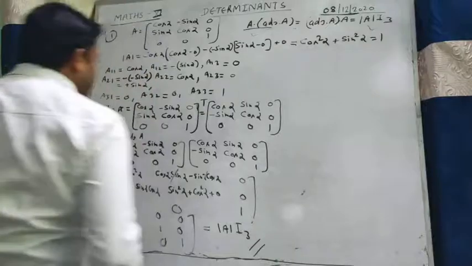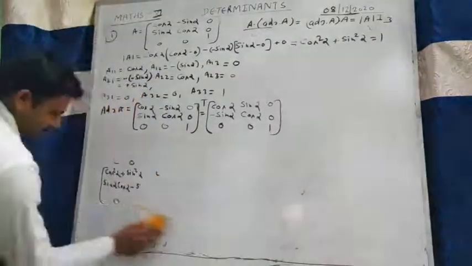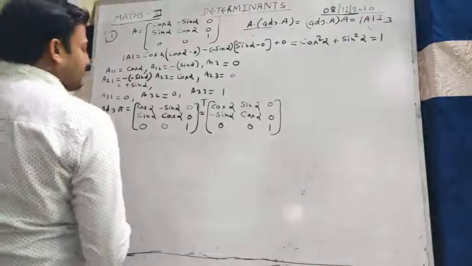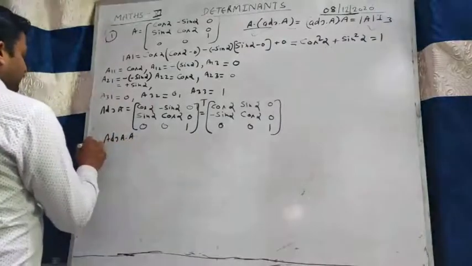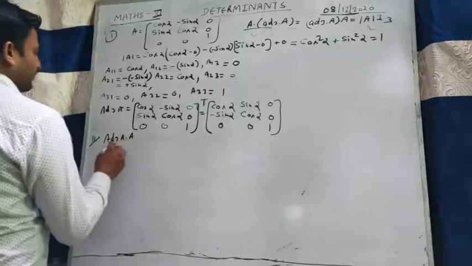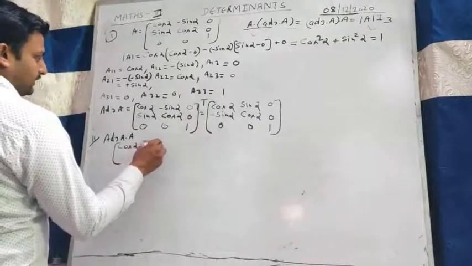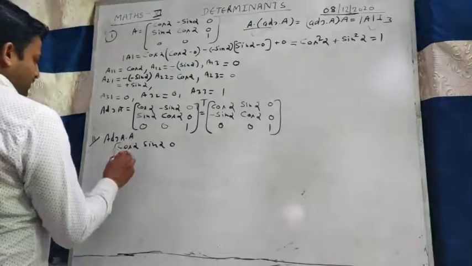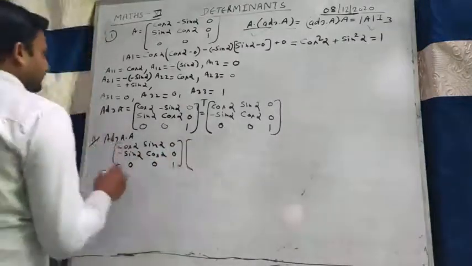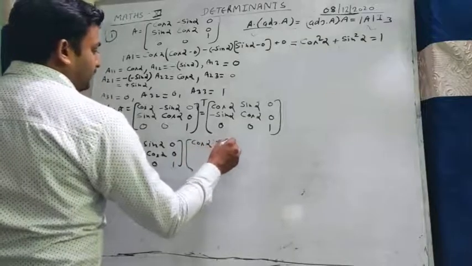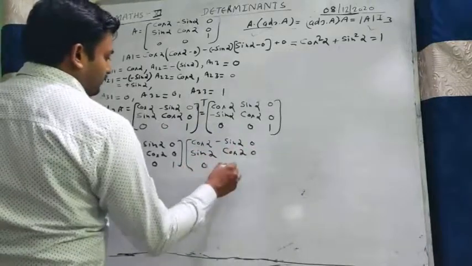Now student, we will find the second part, this. Okay, so let's see, our second part is adjoint of A into A. So adjoint of A is this: cos alpha, sin alpha, 0, sin alpha, cos alpha, 0, 0, 0, 1, and A is cos alpha, minus sin alpha, 0, sin alpha, cos alpha, 0, 0, 0, 1.